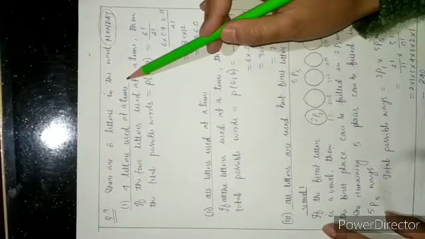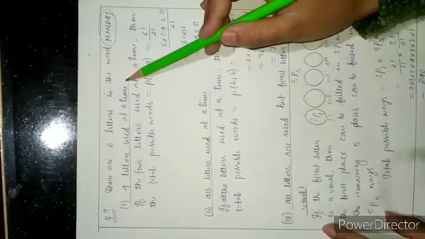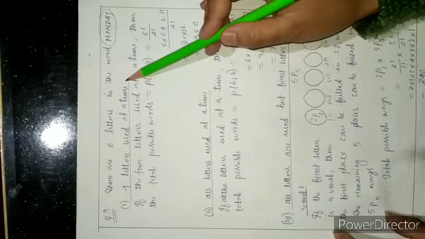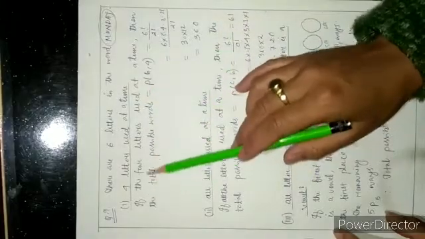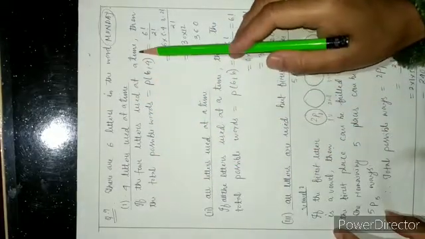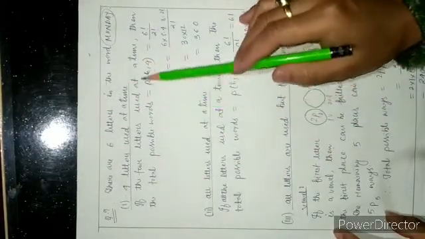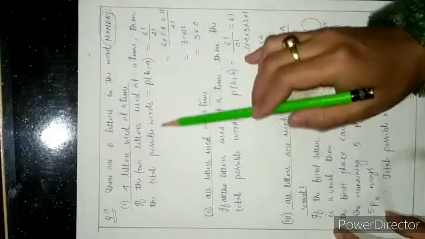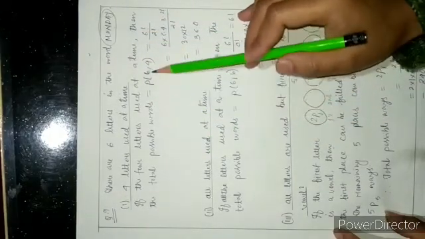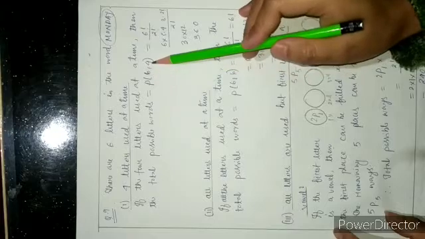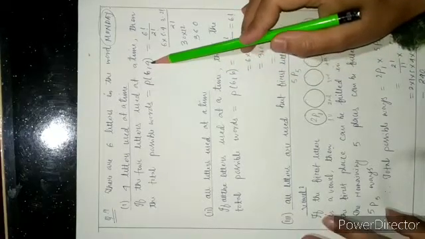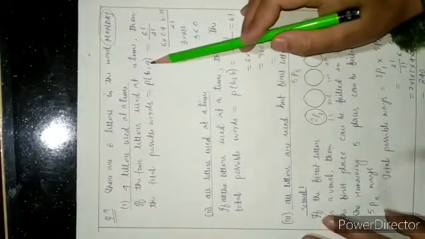If the 4 letters used at a time, then the total possible words is equal to permutations of the 6 objects taken 4 at a time, which is equal to P64.